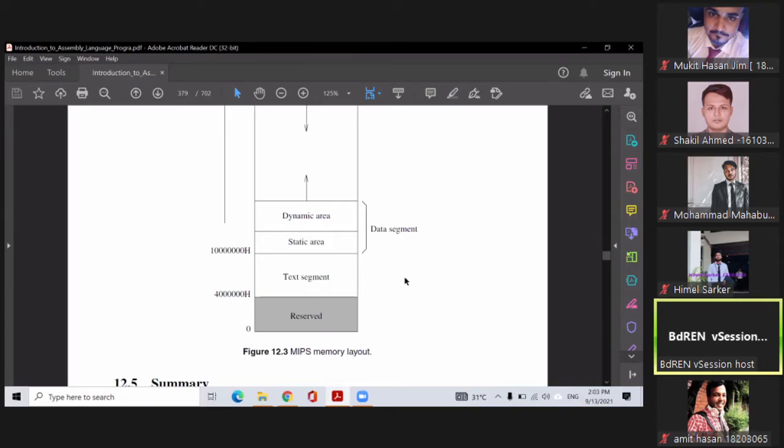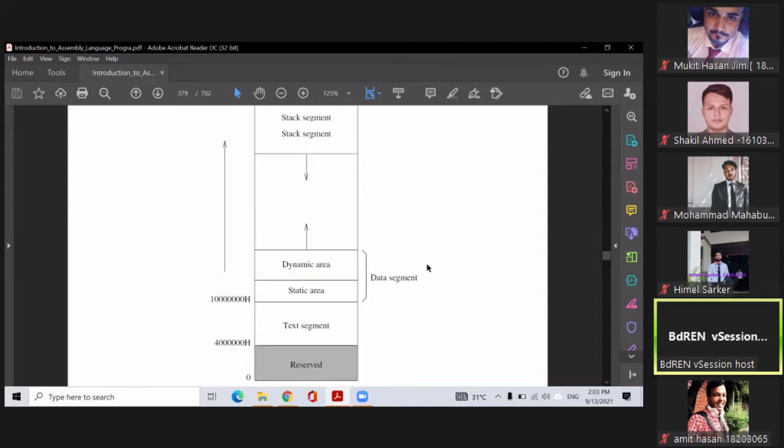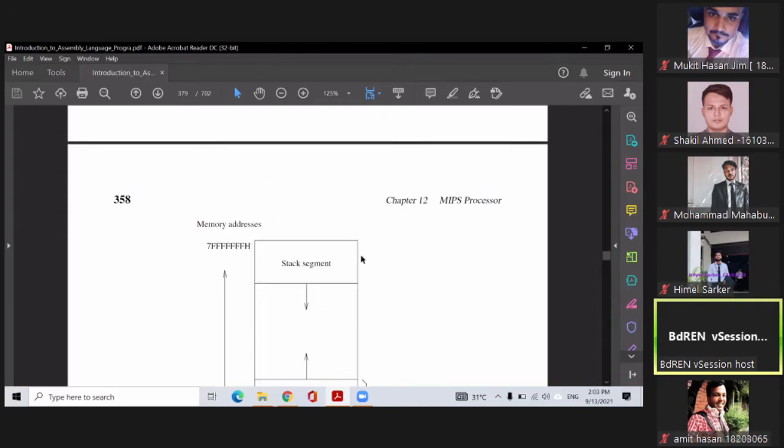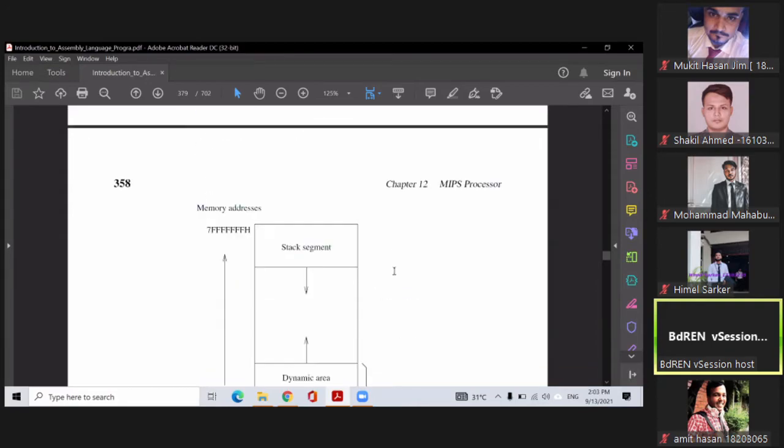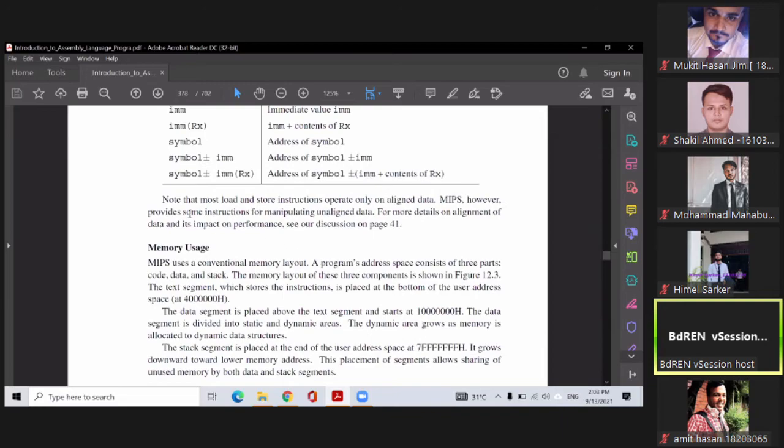Please make sure you read it from the book as well. There may be one video related to this. You can watch the video as well, but I prefer that you read from the book. If you read it from the book, it is much, much better. Any questions before we finish?